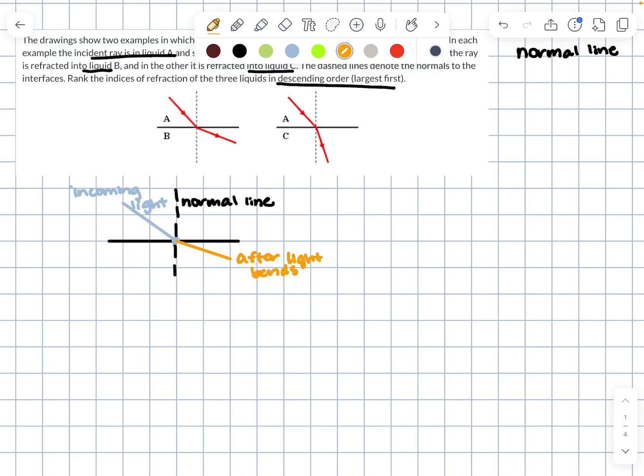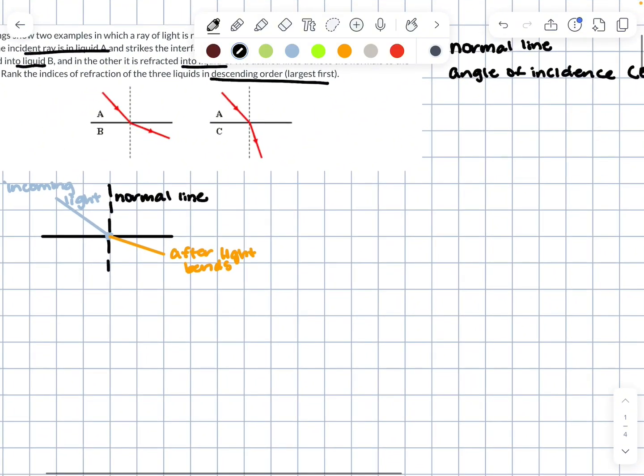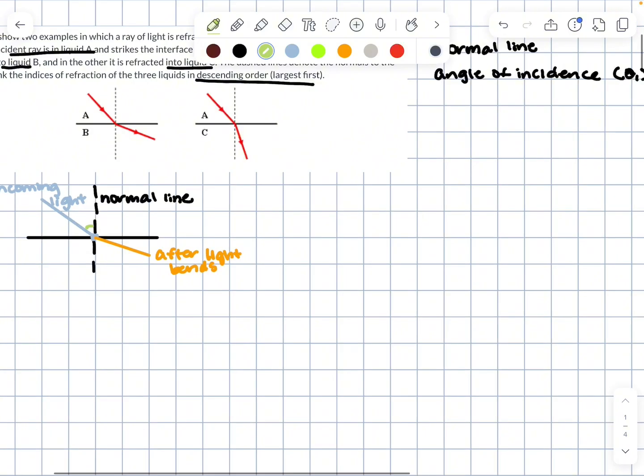Okay, and then another thing that I want to define is the angle of incidence, which is usually seen as theta. That's the angle between the incoming light, that ray, and the normal line. So it's going to be this, okay? And then the SI unit for angle of incidence is degrees.